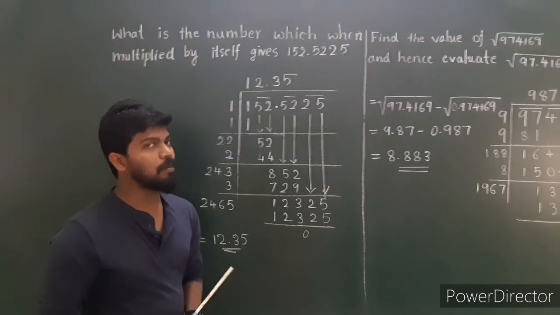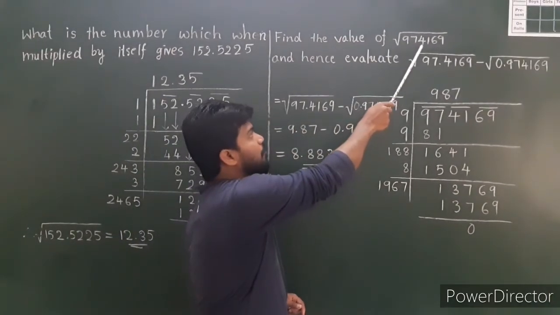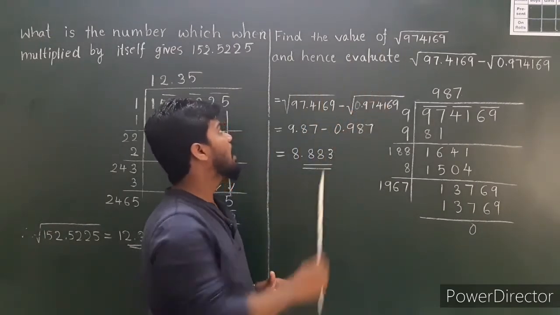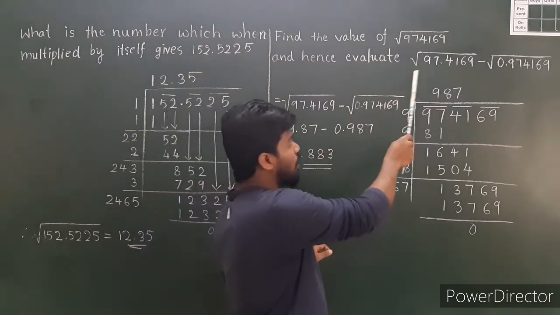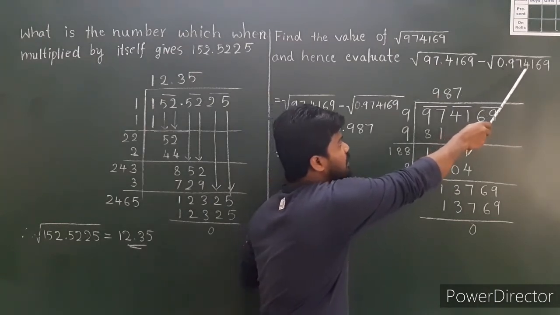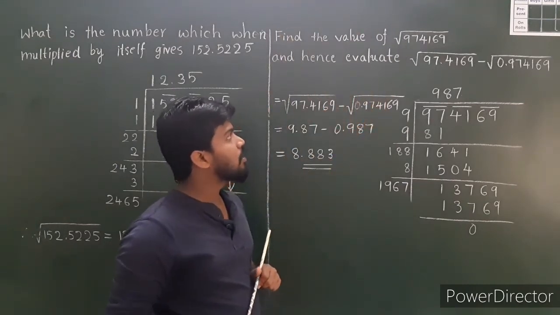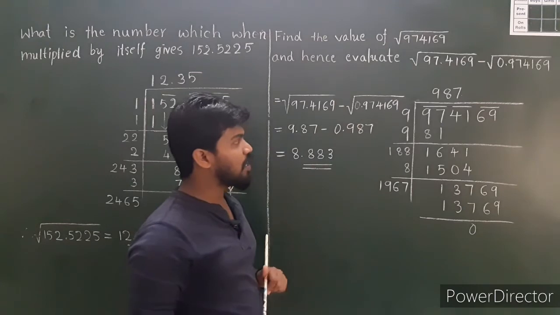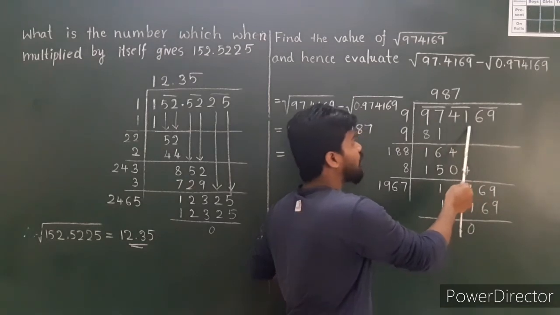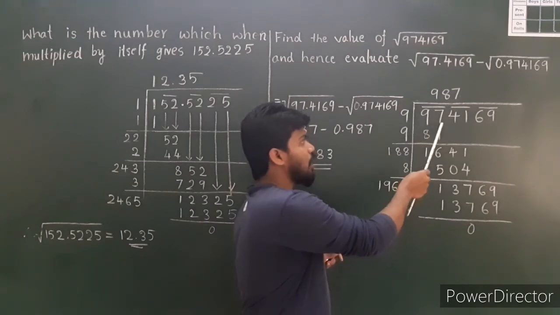Finally, the last problem. Find the value of root 974169, and hence evaluate the square root of 97.4169 minus the square root of 0.974169. Okay, you see that. First we have to find the square root of 9,74,169. So make it pair first: 6 and 9 one pair, 4 and 1 one more pair, and 9 and 7 one more pair. The first two terms have 97.